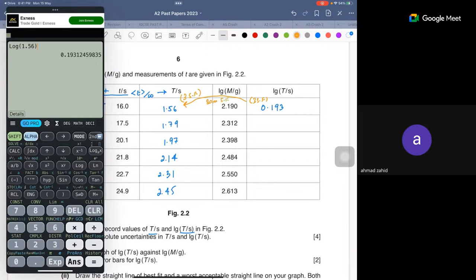You can also take one more than that. So you can also write 4 if you want to, like 0.1931 can also be right. Then log 1.79 is 0.2523, sorry. So that's how it's going to be. Do not make this mistake. Every value is checked, so I believe that you guys are going to do it right.